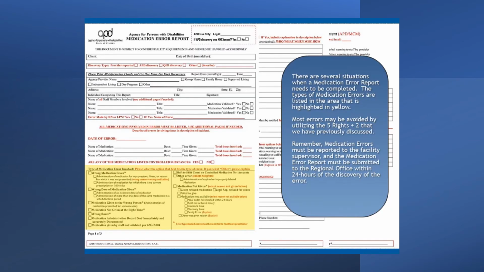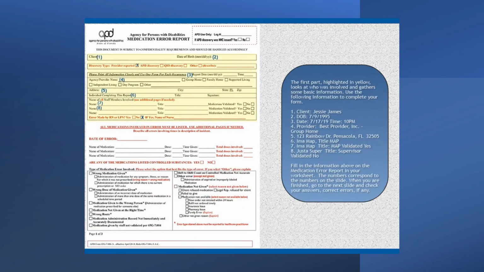There are several situations when a med error report needs to be completed. The type of medication errors are listed in the area that's highlighted in yellow. Most errors may be avoided by utilizing the 5 rights plus 2 that we have previously discussed. Remember, medication errors must be reported to the facility supervisor, and the medication error report form must be submitted to the regional office within 24 hours of the discovery of the error. We will be completing the form systematically using the information from the off-site custody form.